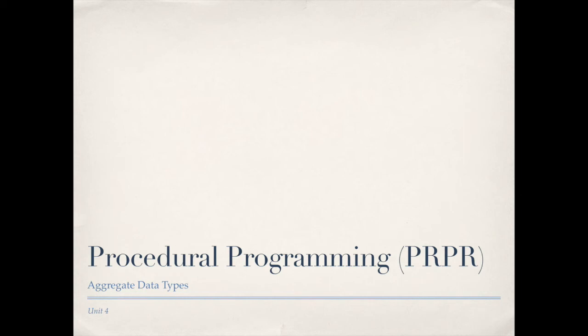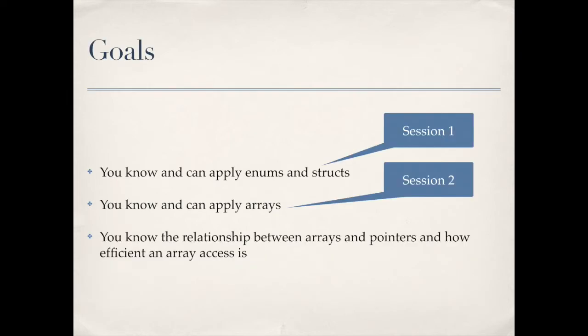So, welcome to our final session on aggregate data types. In the last two sessions we already discussed enums and structs and arrays, and now in this video we will do a little bit of work to understand the relationship between arrays and pointers and look into the efficiency of an array access. Good.